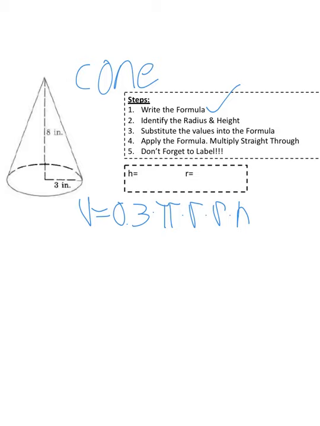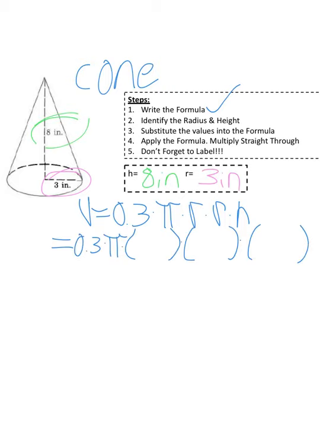Now I need to do step 3, which is identify the radius and height. Sorry, step 2. So our radius is 3 inches and our height from top to bottom is 8 inches. Okay, step 2 is done. Now we're moving on to step 3, which is substitute the values into the formula.